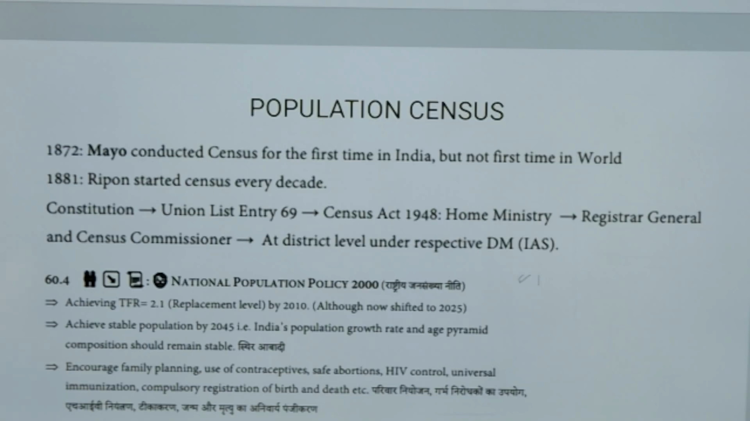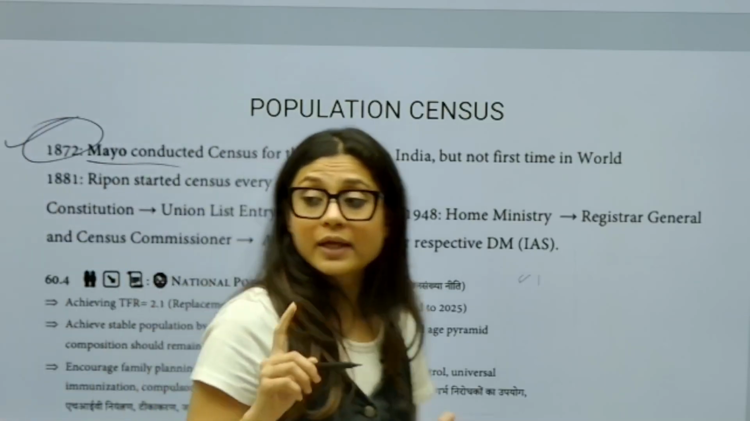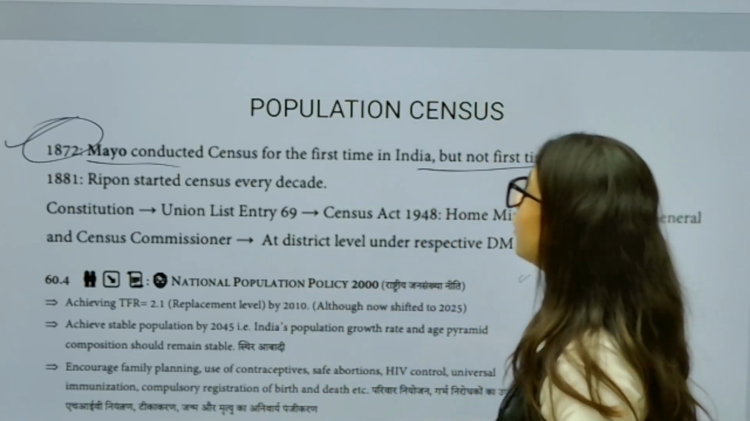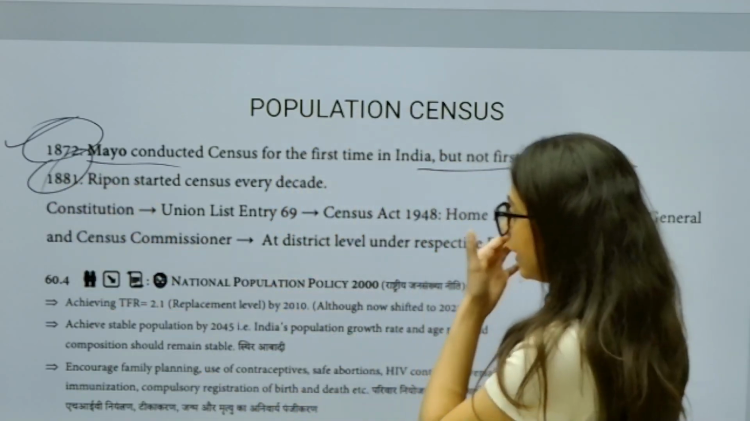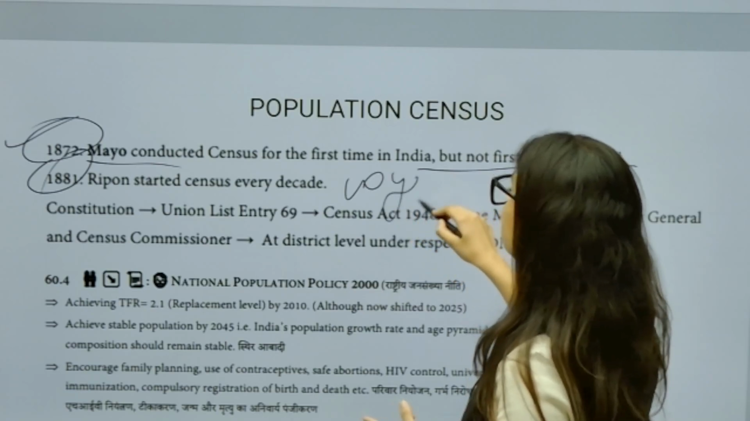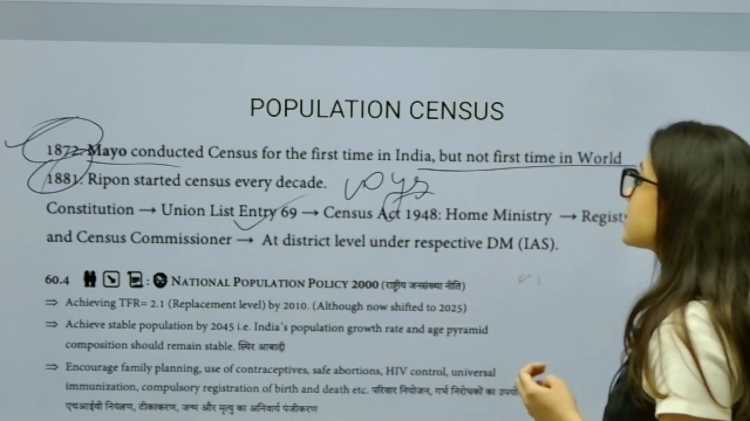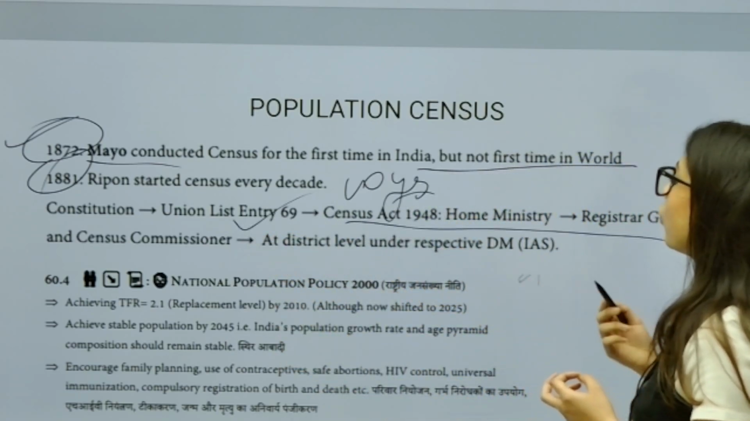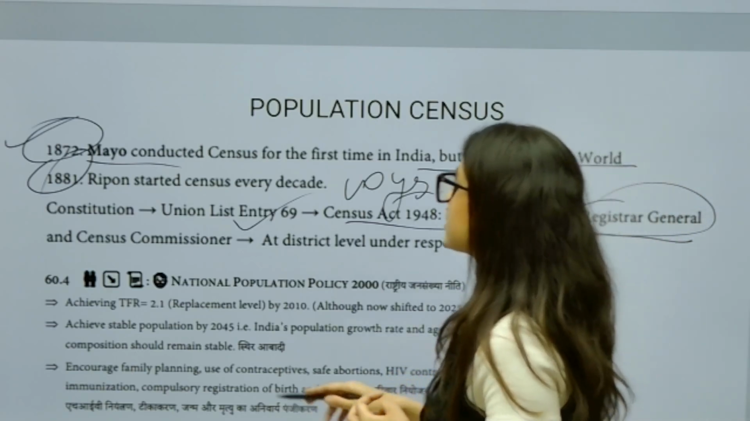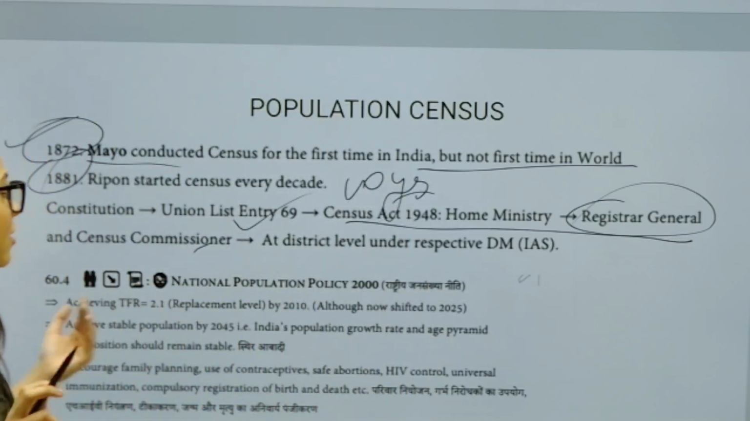Then the next indicator is the population census. In 1872, Lord Mayo, the British Viceroy, conducted the first census in India. Then Lord Ripon in 1881 started doing the census every decade, meaning every 10 years. Then in the Constitution, Union List entry 69, the Census Act comes under the Home Ministry, and there is a Registrar General and Census Commissioner who is responsible for conducting the census.